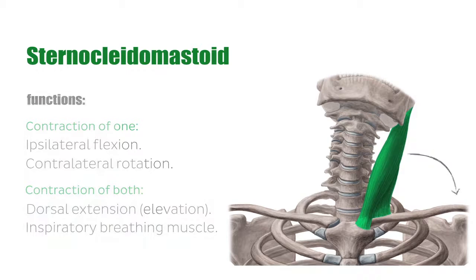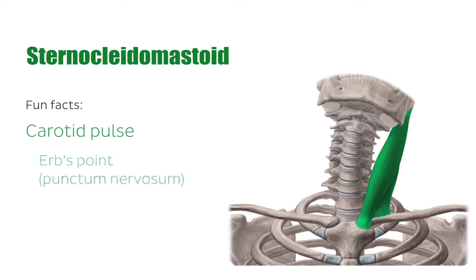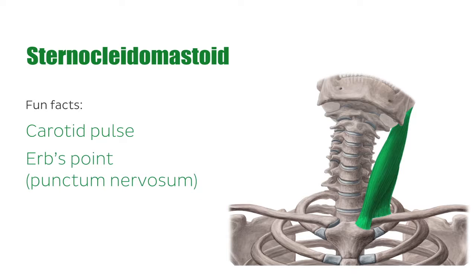Now, a few fun facts about the sternocleidomastoid muscle. These fun facts include that the carotid pulse can be easily felt in the middle third of the front edge of this muscle. Also important to mention that sensory branches of the cervical plexus merge at the dorsal edge of the muscle at the Erb's point, or punctum nervosum. It can be used as a puncture area for local anesthesia.